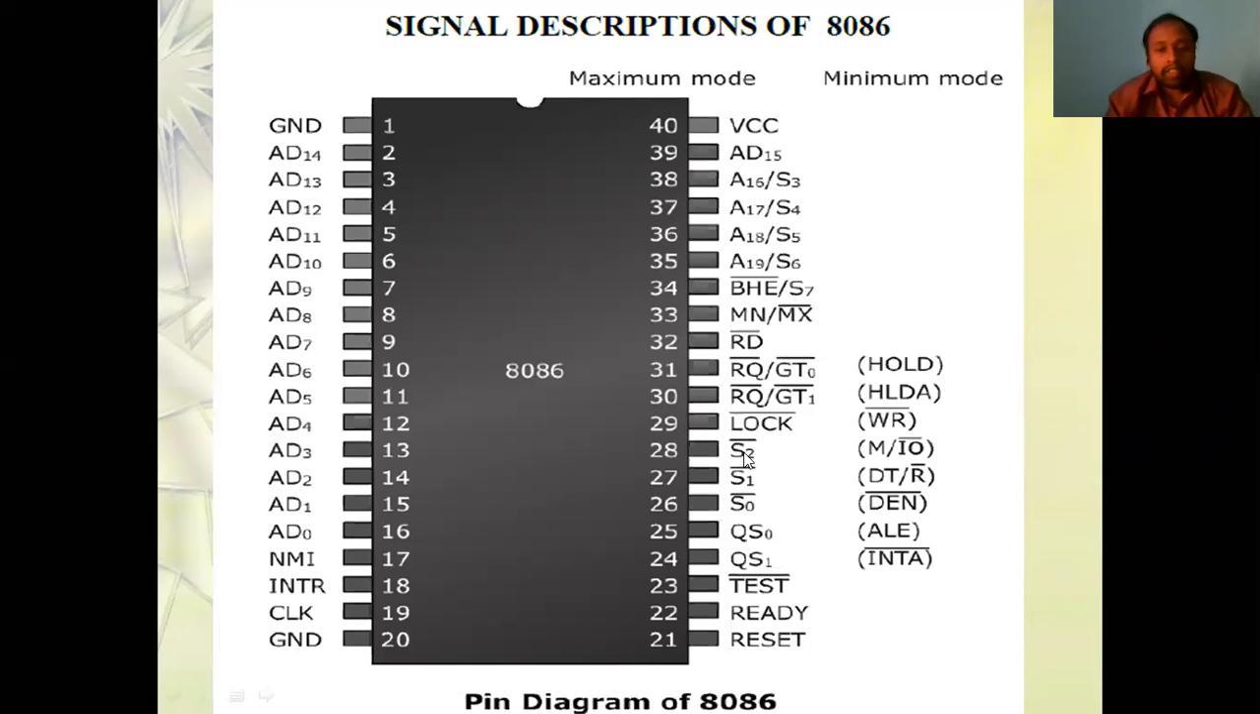So in that situation, the same particular pins, these 8 pins, will act differently. If it is minimum mode, it acts in these particular operations, and if it is maximum mode, it is going to act like this. So both are meant for the same thing.